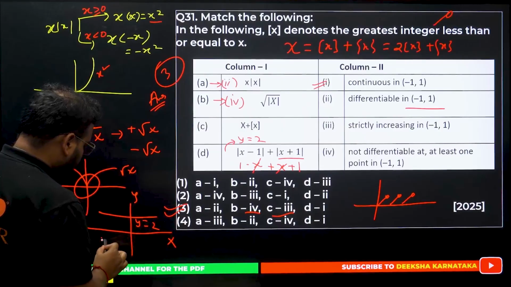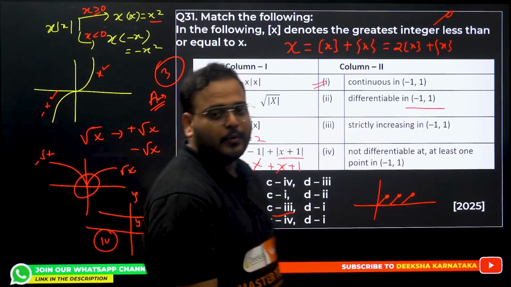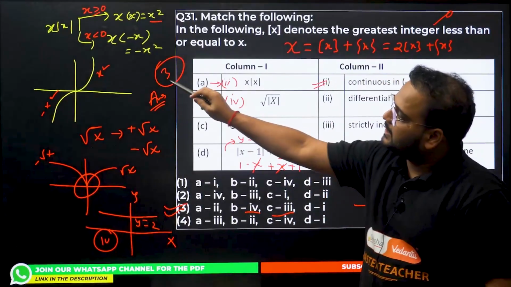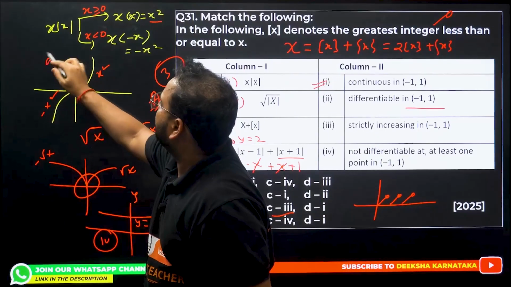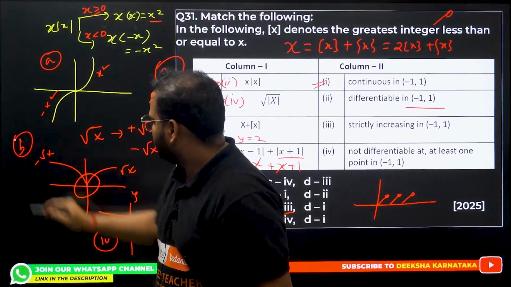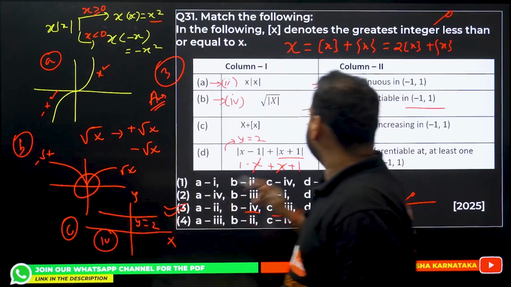This is my fourth option. Okay, so first option graph is this. This is my first option's graph. This is the graph of A. This is the graph of B. This is the graph of C actually, and this is the D part over here.